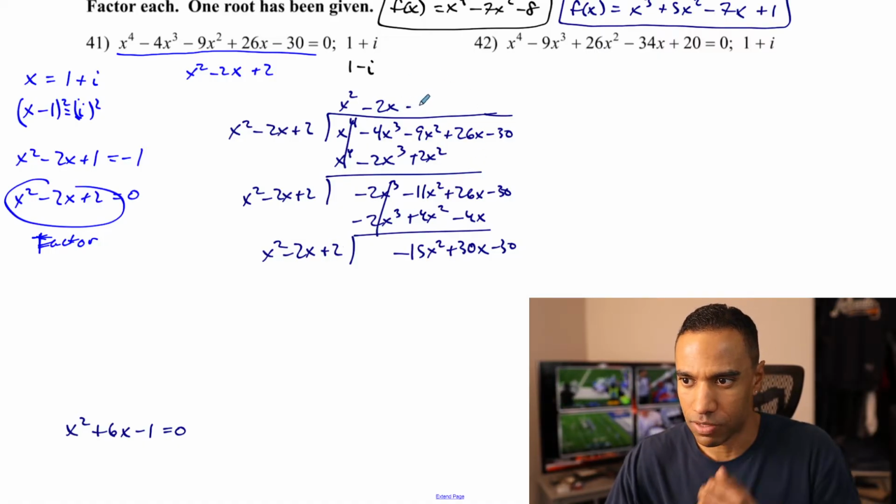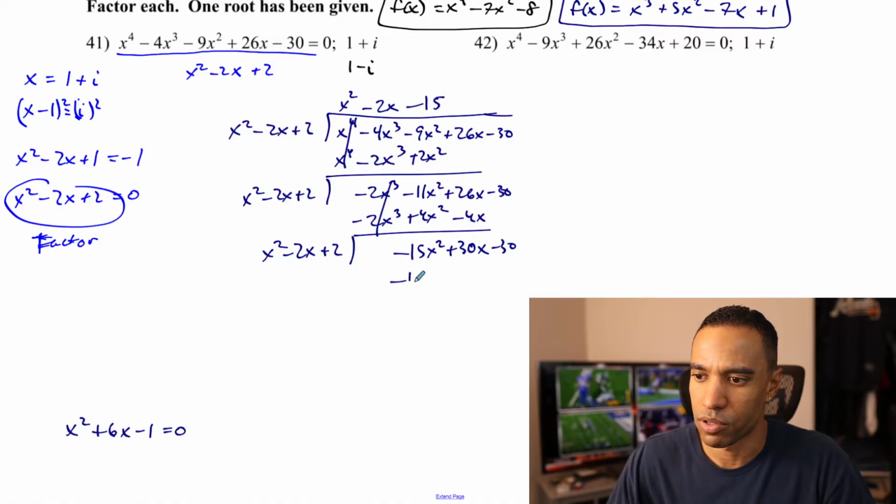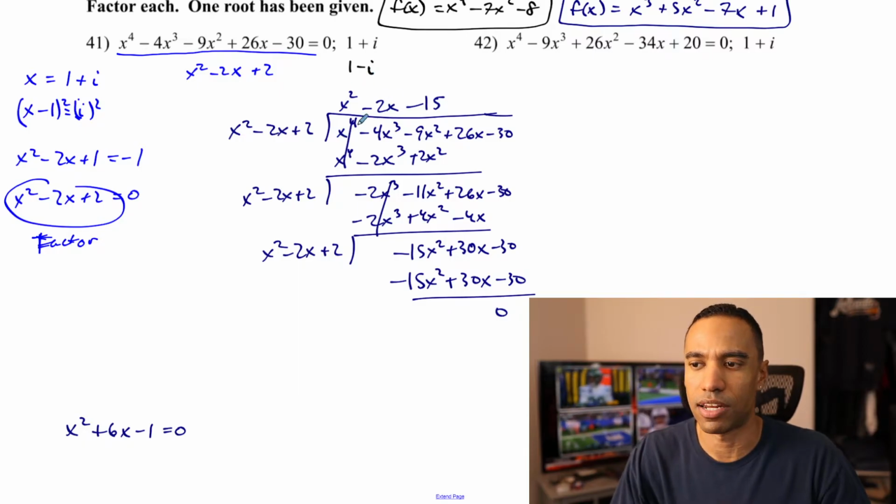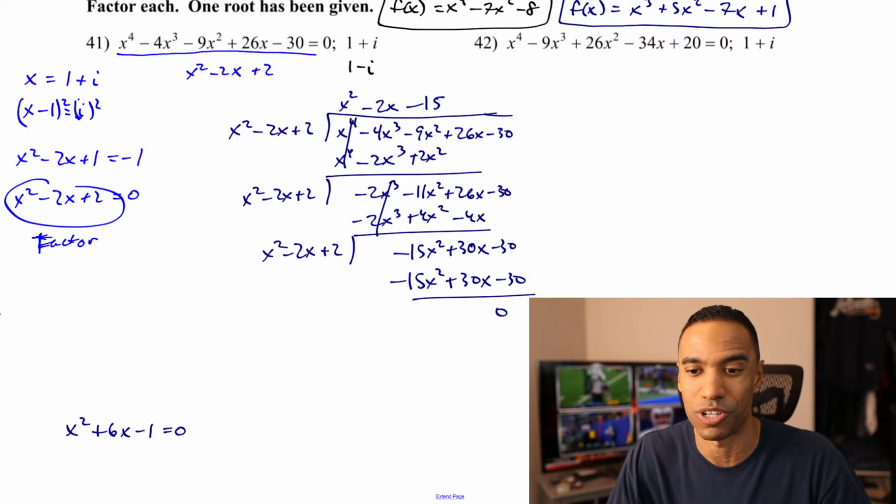X squared goes to negative 15x squared negative 15 times, and multiply those. That is negative 15x squared plus 30x minus 30. Subtract that, you get a 0 remainder. So x squared minus 2x minus 15, which does have rational roots in it.